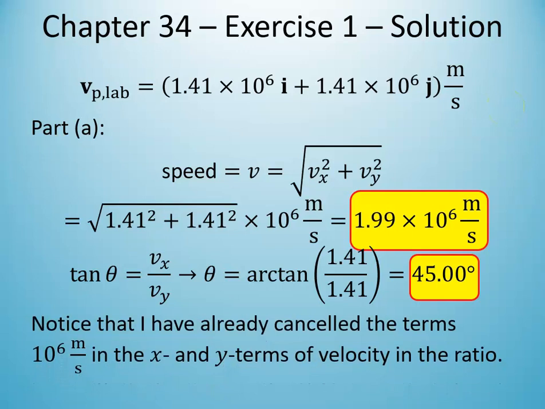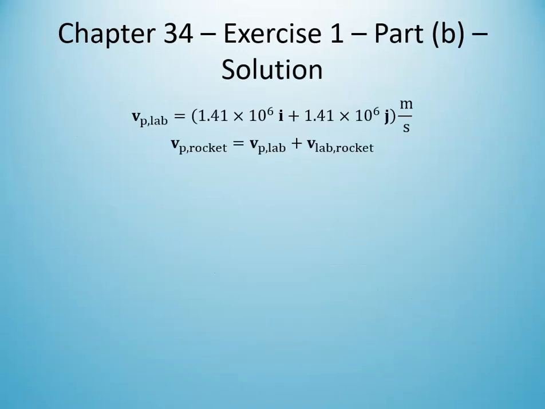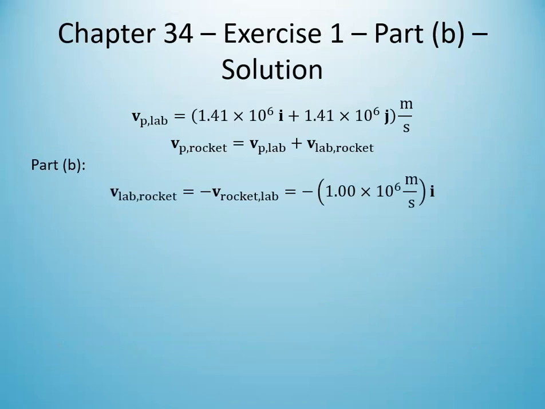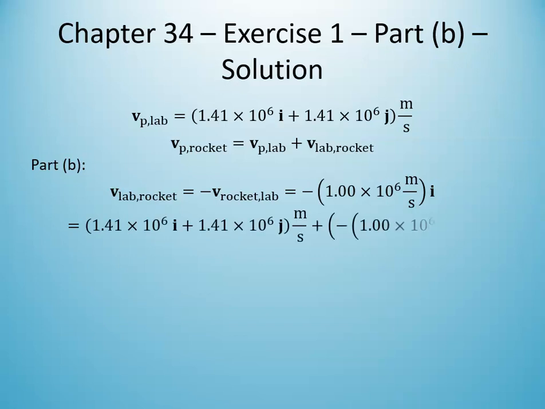Now, for part B, the velocity of the lab according to the rocket frame, well, we have that, but we're trying to get the velocity of the proton according to the rocket frame. So we need a way of stating the velocity of the lab according to the rocket frame. Well, we know the velocity of the rocket according to the lab frame. That was given to us, 10 to the 6th meters per second. But we need the velocity of the lab according to the rocket frame.